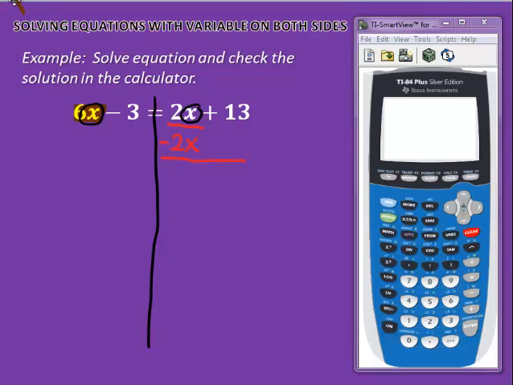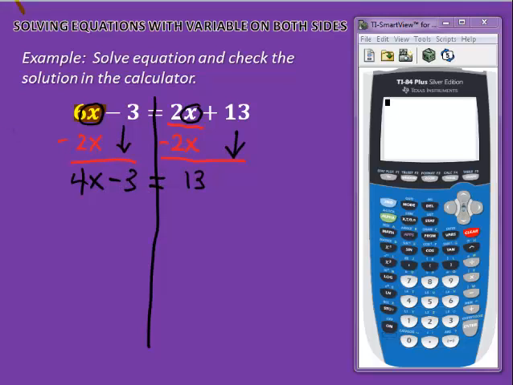When I do that, it gives me 0x, and all I have left is that 13. So I'm just going to bring down 13. Now I'm allowed to do that as long as I subtract that 2x from the other side. So I'm going to subtract 2x over here on the left side. And when I do that, I have positive 6x, subtract 2x, gives me 4x. And then I'm going to bring down my minus 3.